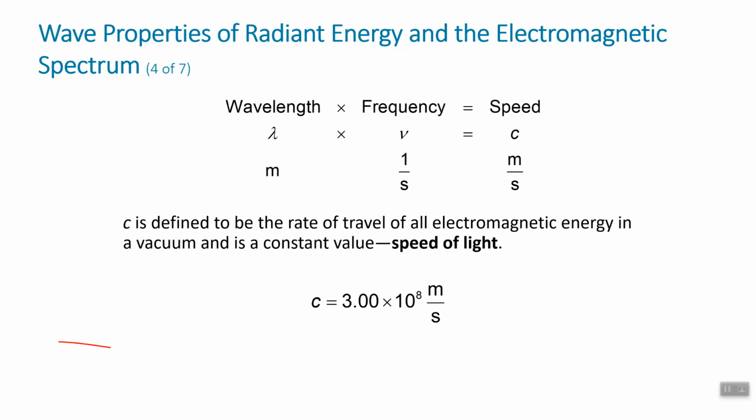So every wave can be described with both frequency and wavelength, and all of that depends on speed. And in this topic, we're going to be using the speed of light as our frame of reference. And the speed of light is constant. It's always this velocity.